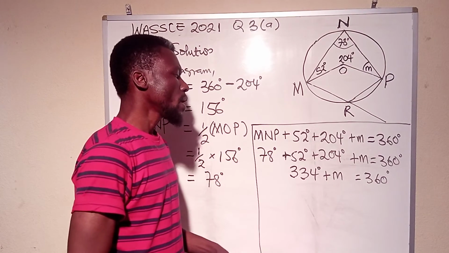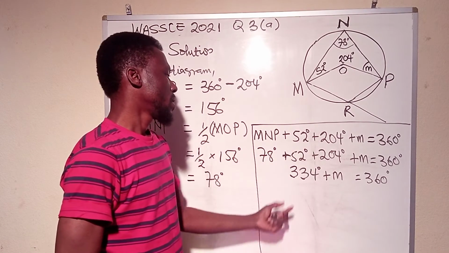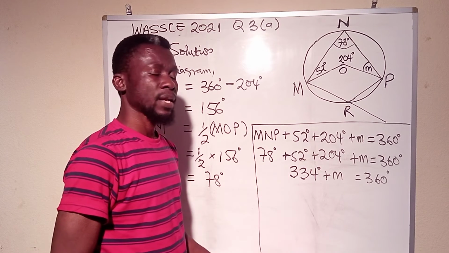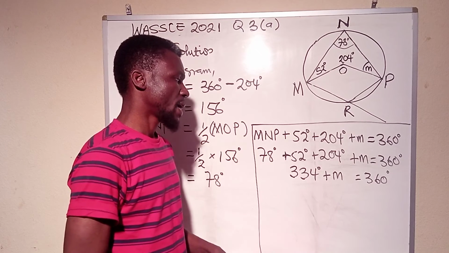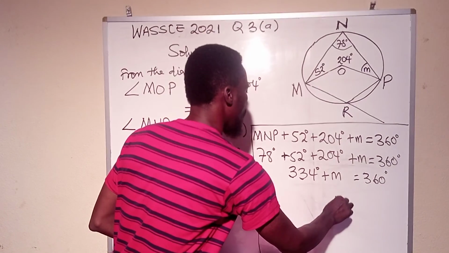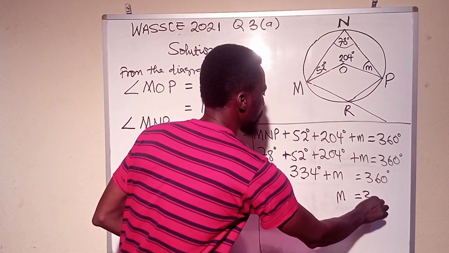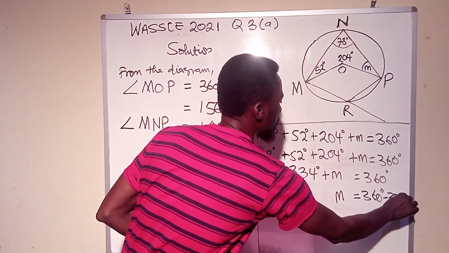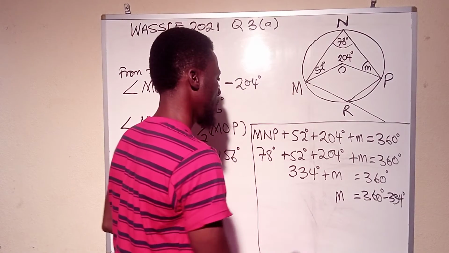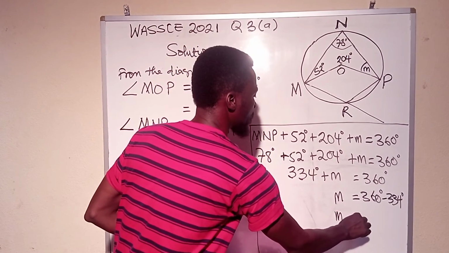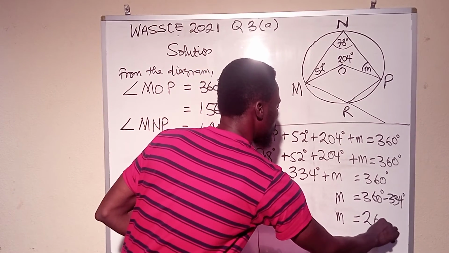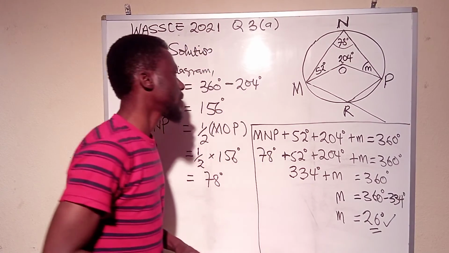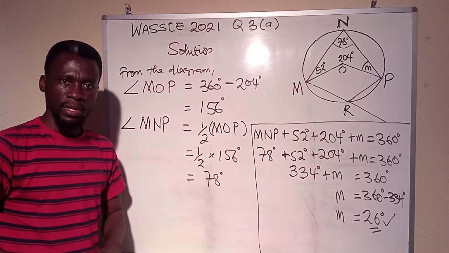Now, what do we do here? Let's transpose. Let's subtract 334 from both sides of the equation. So we shall have M equal to 360 degrees minus 334 degrees. And so M is equal to 26 degrees. And that is the answer to this question.